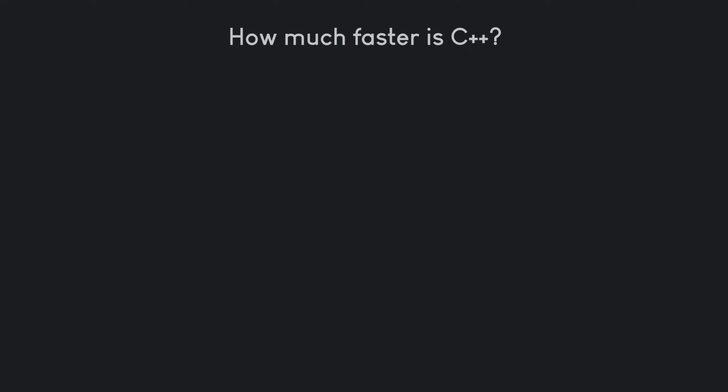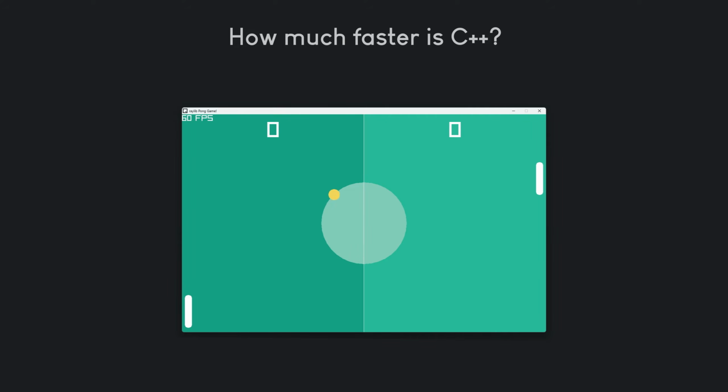So, what is the speed difference between Python and C++? Depending on the complexity of the calculations, C++ is anywhere from 10 to 100 times faster than Python. Python programs also tend to use more RAM than applications built with C++. So, let's see if that's the case in this simple Pong game I developed.